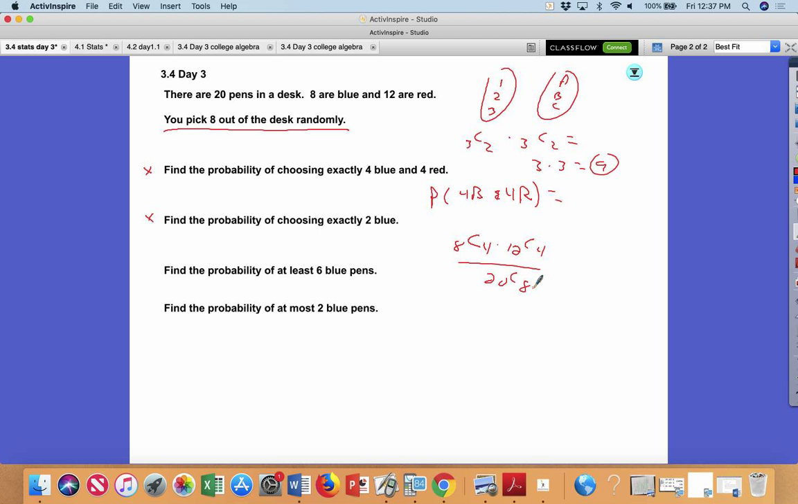Okay? That seem reasonable or not reasonable? Seems reasonable? So I've got the numbers here for you. It's going to be 70 times 495 over 125,000. And that would end up being about a 27.5% chance.